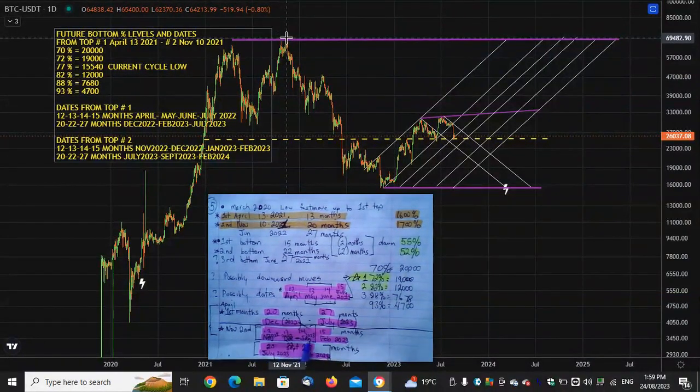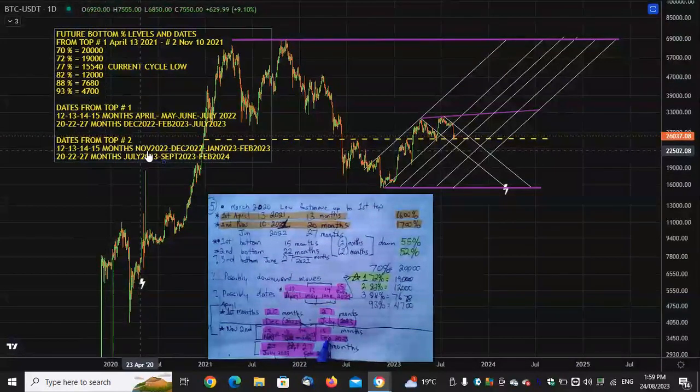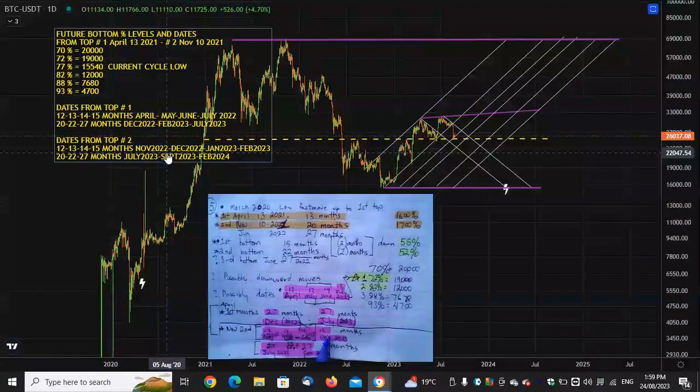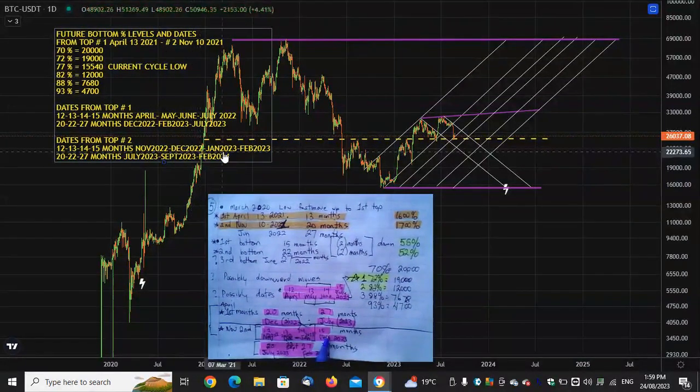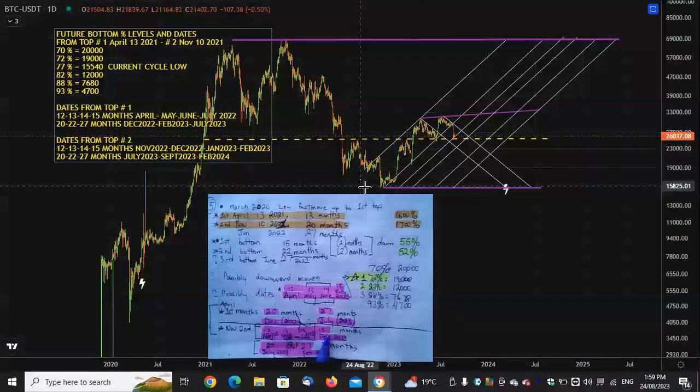Remember 12, 13, 14, and 15 right here. 12, 13, 14, 15 months. So that represents a bottom coming in November 22, December 22, January 2023, and February. Let's just go take a look at this sequence. This is how you forecast forward and find the bottoms. This is how I'm doing it. You can do this too.